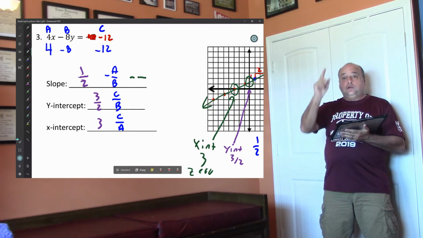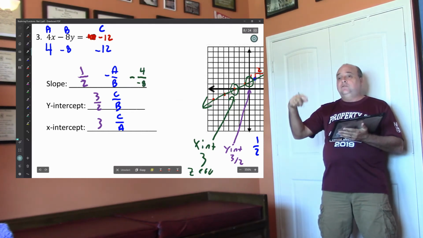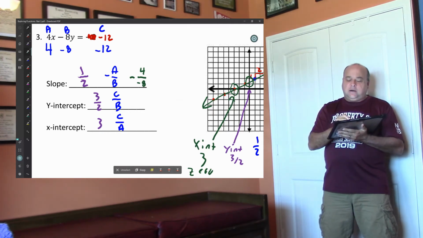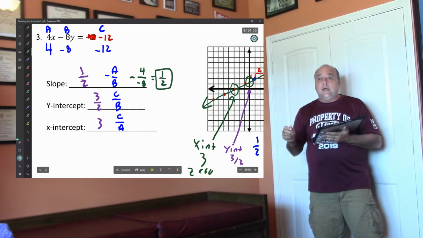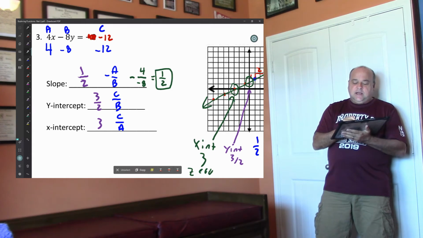What does A equal? It equals 4. What does B equal? It equals negative 8. Two negatives make a positive, and 4 divided by 8, if you punch that in the calculator, gives you 1/2, which is the same thing as we got. Now let's put C over B. C is negative 12, and B is negative 8.